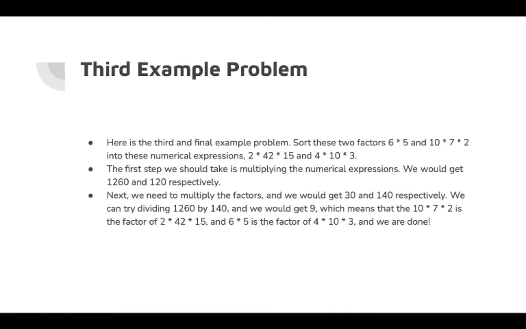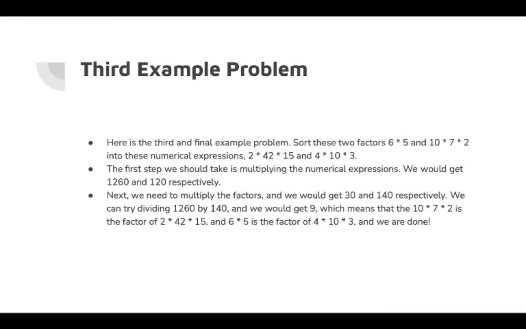Here is the third and final example problem. Sort these two factors, 6 times 5 and 10 times 7 times 2, into these numerical expressions, 2 times 42 times 15 and 4 times 10 times 3. The first step we should take is multiplying the numerical expressions. We would get 1,260 and 120 respectively. Next, we need to multiply the factors, and we would get 30 and 140 respectively.